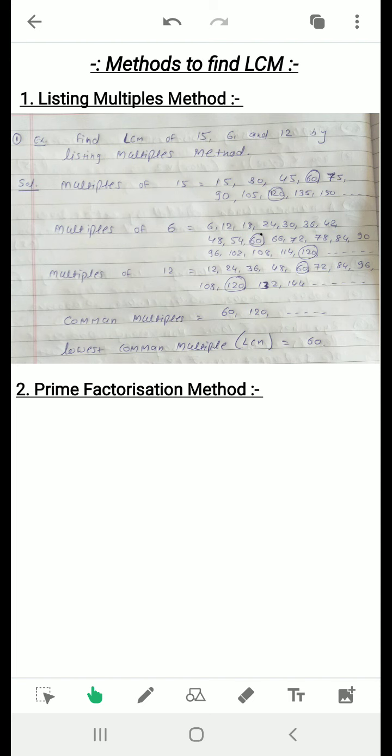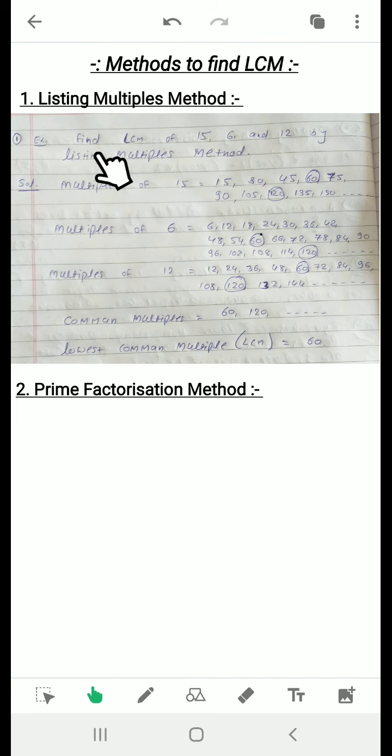If someone says write the multiples of 5, then how we will write? 5, 10, 15, 20, 25, 30, 35. Okay, that you already know, and I have already explained in my previous videos. So we can write the multiples. This method is related to that topic only, the listing multiples method. So how to use? Let's see.